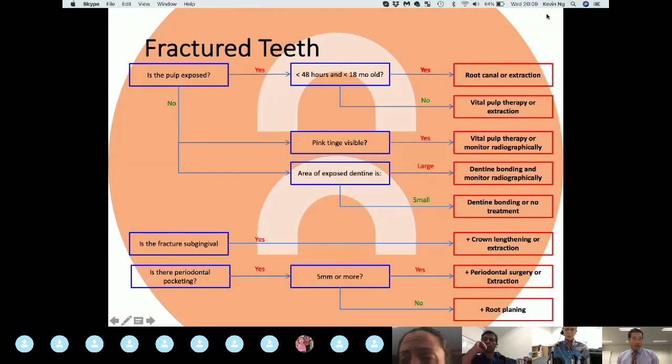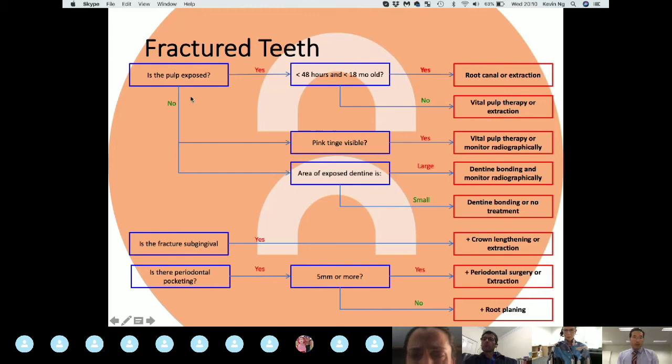So if the pulp is exposed and we have a young patient that's less than 18 months old, and you've got a fracture that is less than 48 hours old, what I would recommend is a vital pulp therapy. So if it's less than 48 hours and less than 18 months old, we should be performing a vital pulp therapy. If it's older than that, we should be performing a root canal or extraction of the tooth.